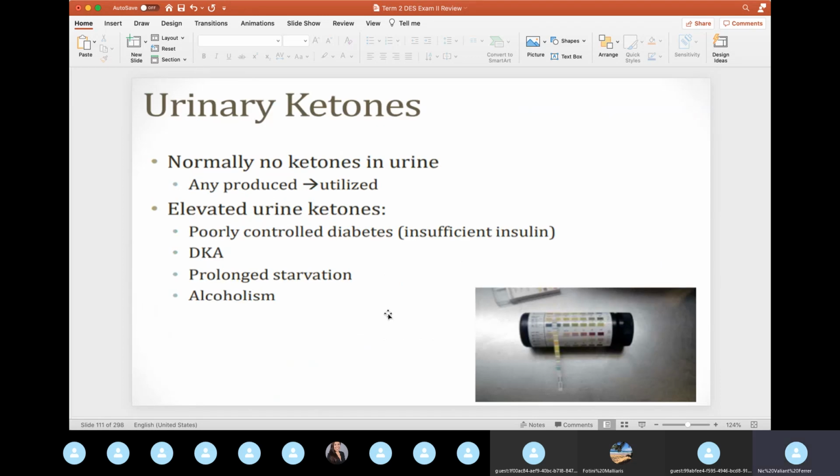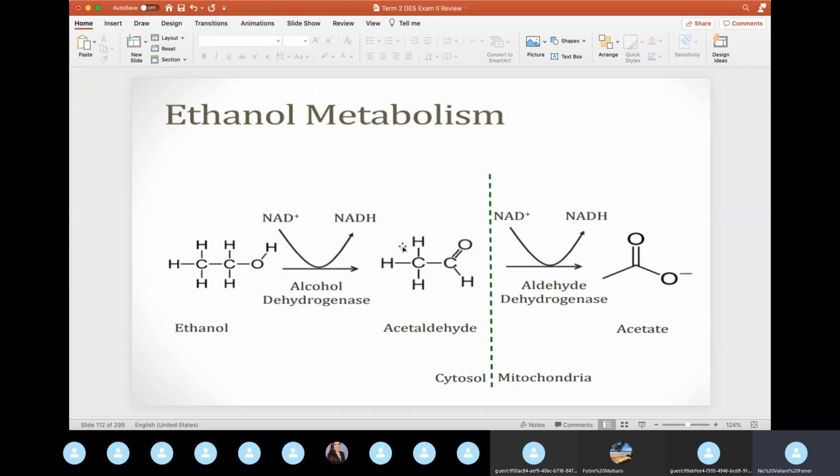In terms of the urinary ketones, normally there's nothing in the urine. So if you have urinary ketones, high yield, what does it mean? Either you have an uncontrolled diet, or you're suffering from DKA, especially for type 1, or you're starving, prolonged starvation, or alcoholics. If you've gone binge drinking, it can increase your urinary ketones.